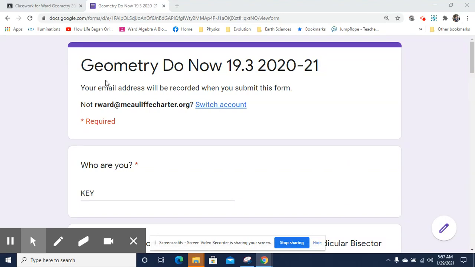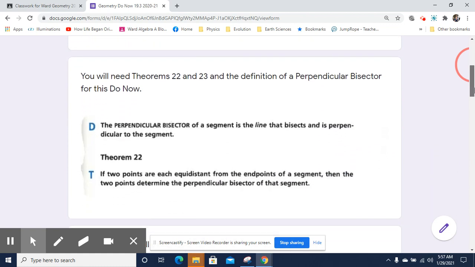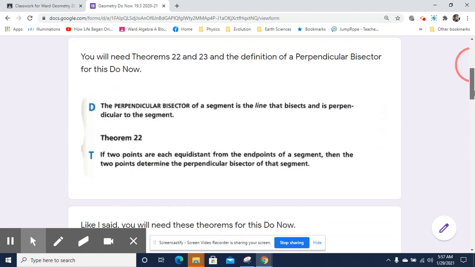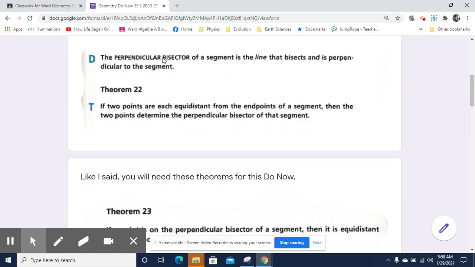I'm going to do a video key for Do Now 19.3, week 19, day 3 for geometry. So first things first, you're going to need these theorems that I introduced in the last Do Now and exit tickets: Theorem 22 and 23, and the definition of a perpendicular bisector. So let's review those for a second.